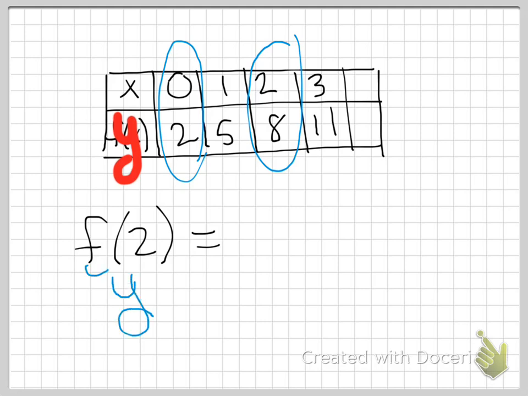This is really y, right? And they're telling you that the x is 2. So they're saying, what is the y when x is 2? So you're not looking at this one. You're looking at this one. So you write 8. And that's the end of 18.